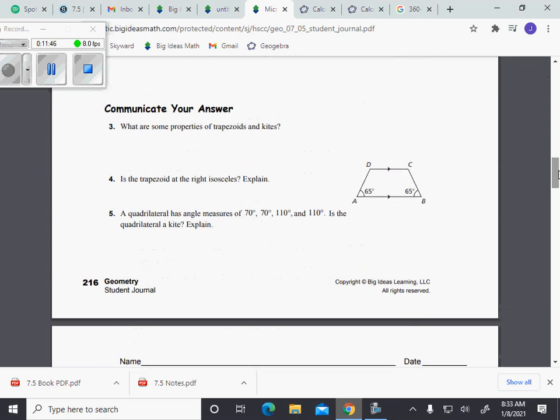What are some properties of trapezoids and kites? We've talked about them all. Is the trapezoid on the right isosceles? Let's go to number 4 and talk about it. Is this trapezoid on the right isosceles? Yes, it is, because it has congruent base angles. Congruent base angles means that its legs are congruent. Okay? That is an isosceles trapezoid.